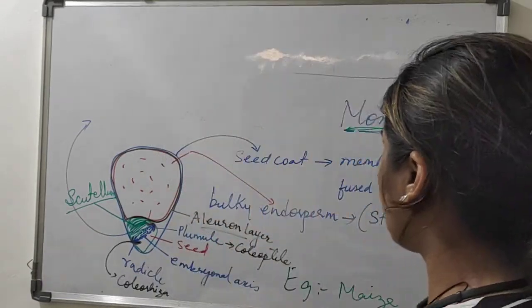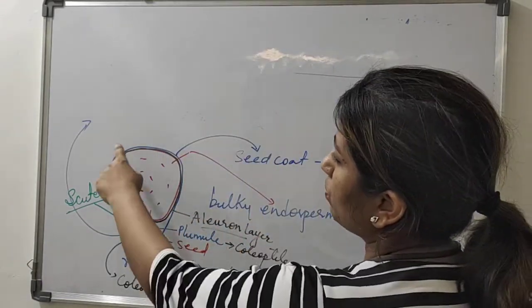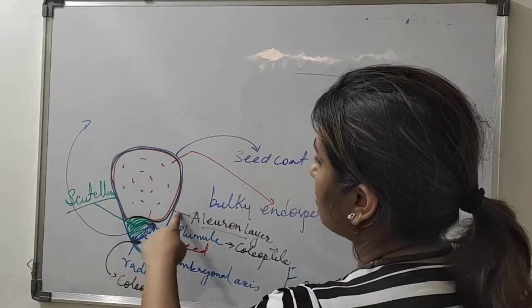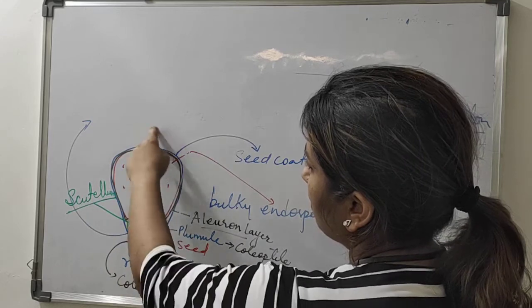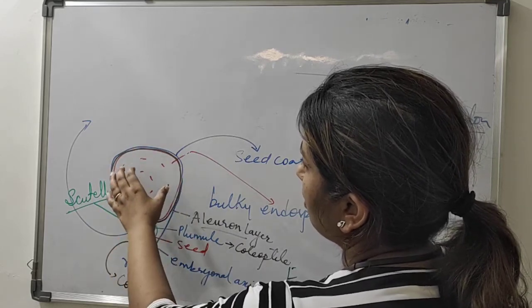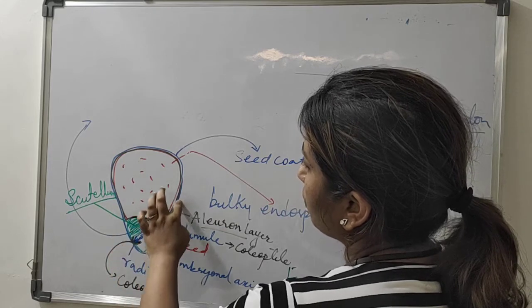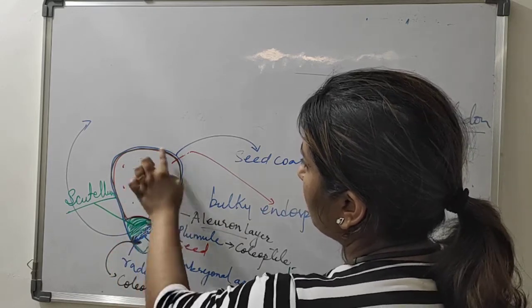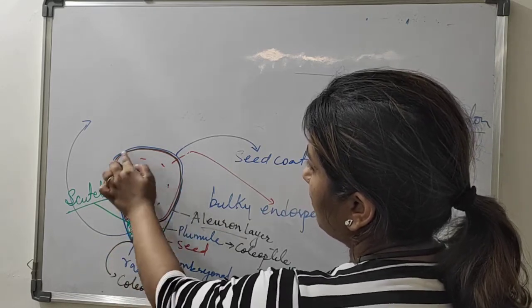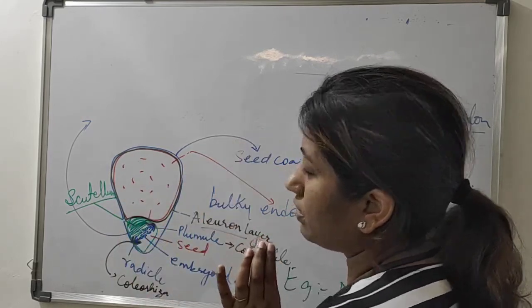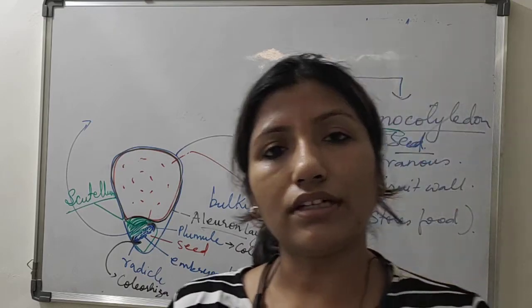Whereas in the case of maize, it is not only a seed coat. When you take a maize seed in your hand, this outer coat is not exactly only the seed coat. It is also covering the endosperm. It is not only covering the seed, it is also covering the endosperm. So this coat is not solely the seed coat.